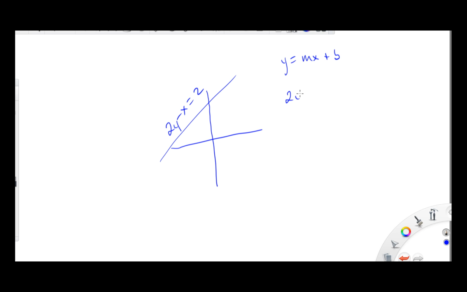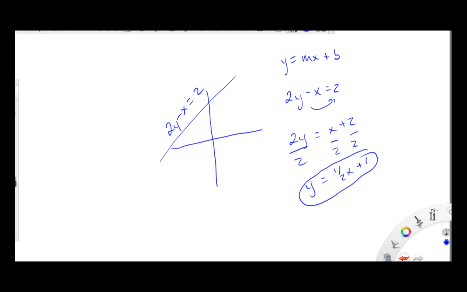Well, if it's 2y minus x equals 2, we're going to move this x over here, and it's going to be 2y equals x plus 2. We divide all of these by 2, okay? y now equals 1/2 x plus 1. So this is the equation that we're going to end up using to solve for our parallel line.